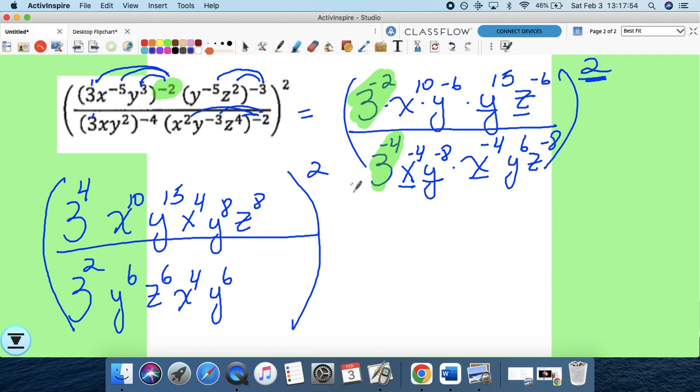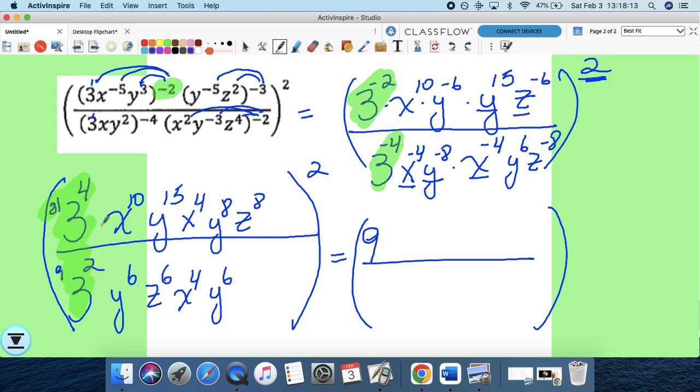We can still simplify this. So 3 to the 4th, 3 to the 4th is 9 times 9, that's 81. Think about it, that's 81. This is 9, so 81 divided by 9 is just 9. It becomes 9, so done. These two are done.